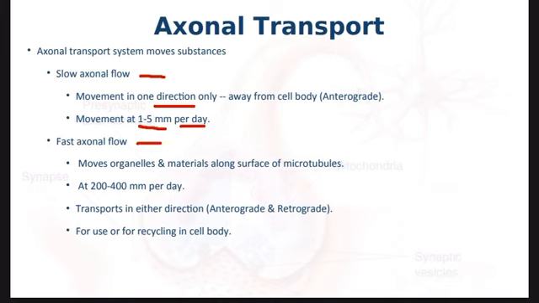The fast moves organelles and material along the surface of the microtubules. They move at 200 to 400 millimeters per day. They go in either direction, away from the cell body or towards the cell body. Okay, they are used for recycling in the cell body. Recycling in terms of waste and dead cell bodies, all of these things that need to be transported.